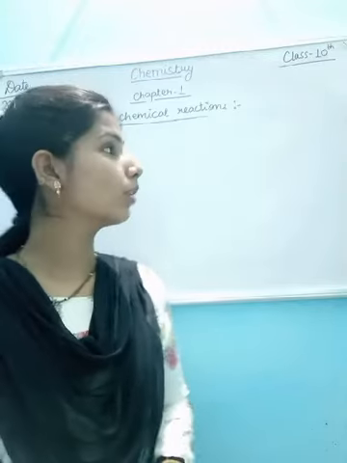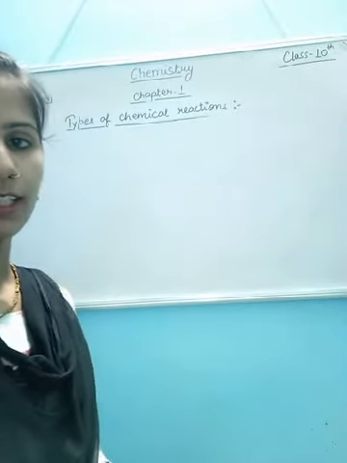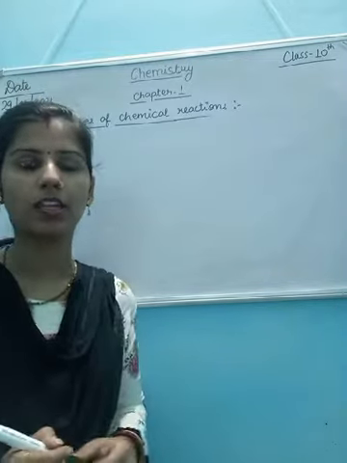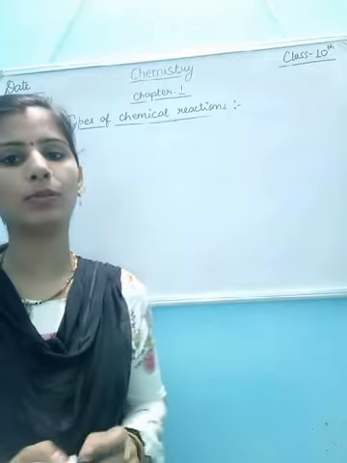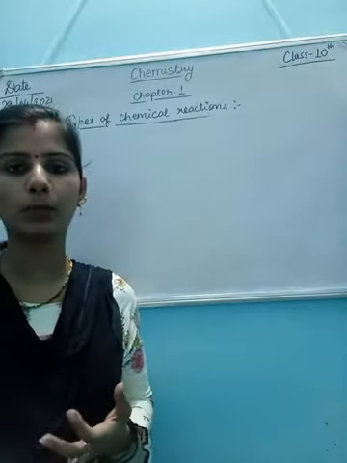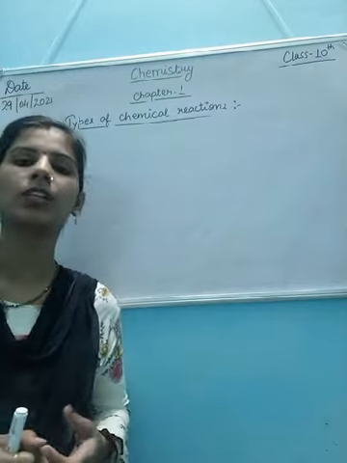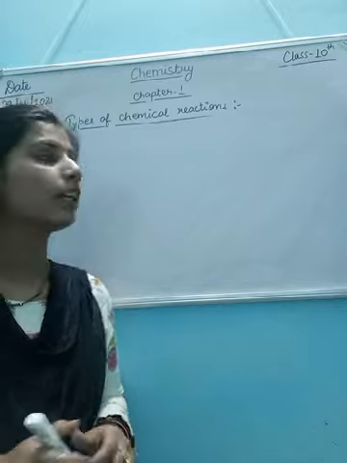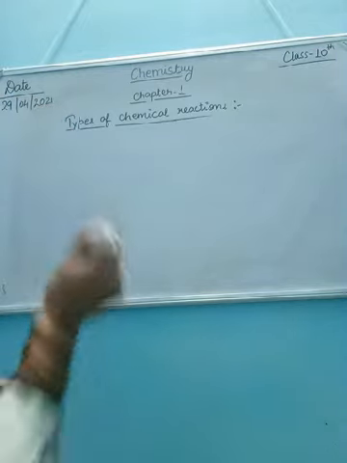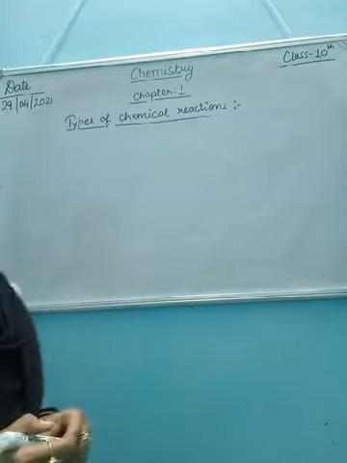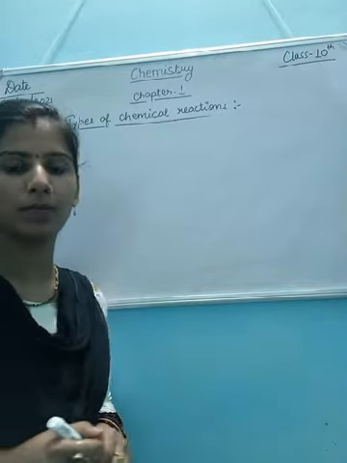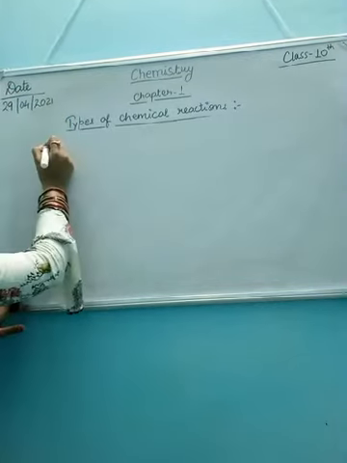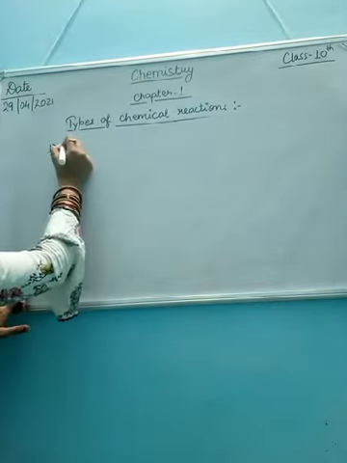Morning class. Today we will learn about the chemistry of class 10, chapter 1, and the topic is types of chemical reactions. In the previous video we had learned about the combination reaction, endothermic reaction, exothermic reaction and decomposition reaction. These reactions we had already learned. In this video we will learn about the displacement reaction, double displacement reaction, oxidation reaction and reduction reaction. We will start from the displacement reaction.